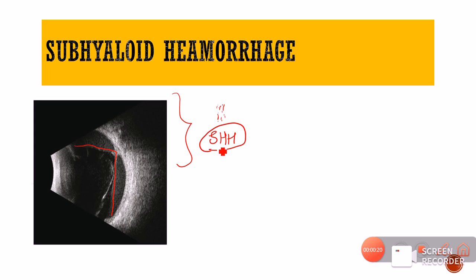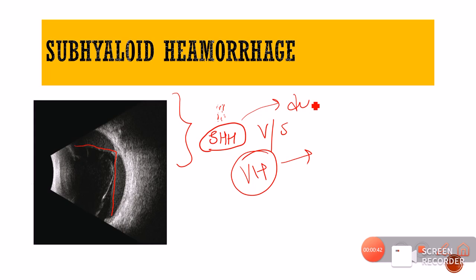Now one differentiating point of subhyaloid hemorrhage from vitreous hemorrhage is that the vitreous hemorrhage can get organized into membranes and clumps, and cause traction membranes also. However, a subhyaloid hemorrhage will always be in the dot form only, and it always remains diffuse.